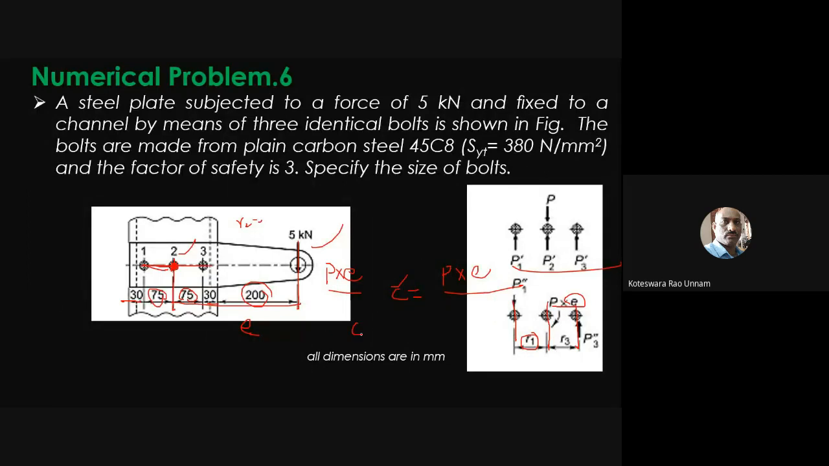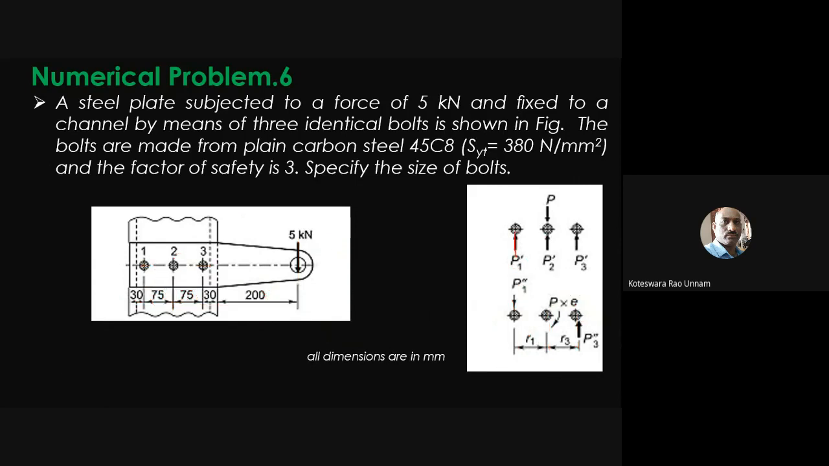Once you have the C value, you can calculate P1 double dash, that is C into R1. P2 double dash is C into R2. P3 double dash is C into R3. So you will get the primary shear force as well as the secondary shear forces. Then you need to find out the resultant of these. Here the resultant is going to be the important thing.